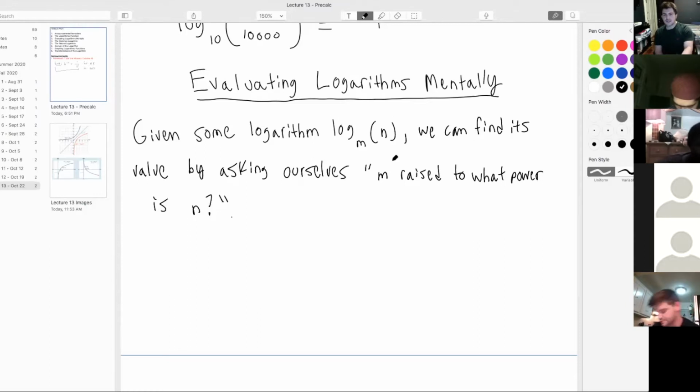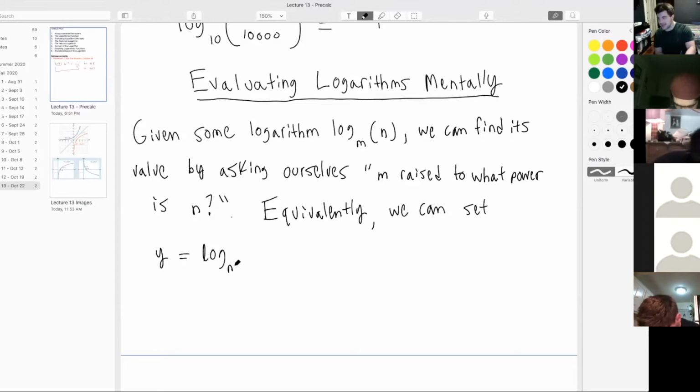So that's the result of log base m of n. It's the power I need to raise m to get n. There is another way to think about it. Equivalently, we can set y equal to log base m of n and rewrite it as m to the y equals n, and solve for y.